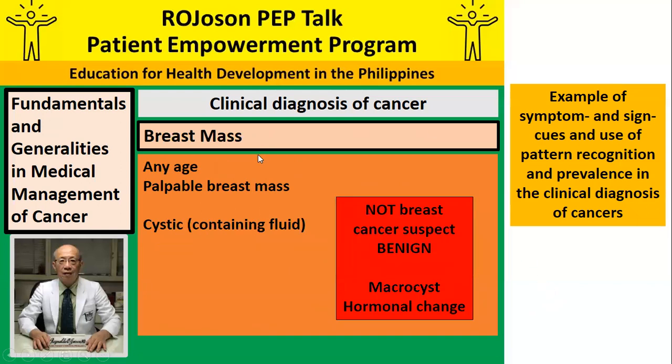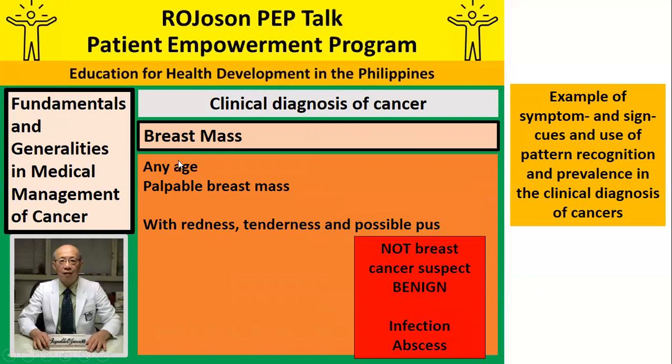Again, another patient, any age, with a palpable breast mass, but this time the mass is cystic, not solid. When you say cystic, containing fluid, the clinical diagnosis is not a breast cancer suspect, it's benign. Specifically, it's a macrocyst due to hormonal change.